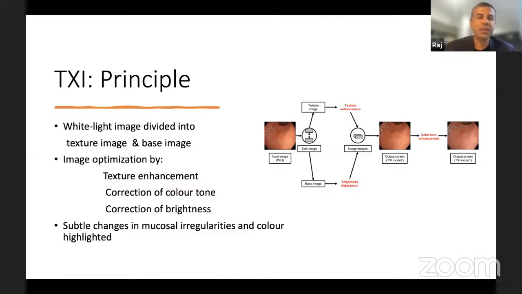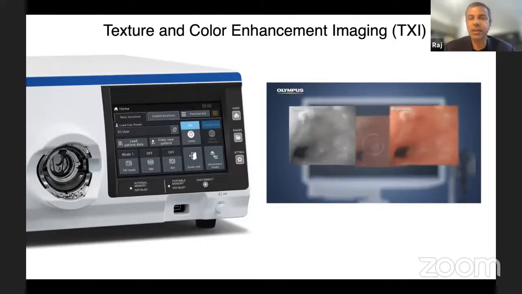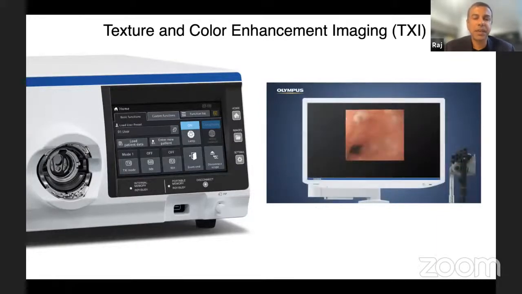Once it has split this into these two sub-components, it then starts stacking these images again, adds on a color enhancement, and gives it as an RGB type output. So in essence, it's splitting the image, giving it a little bit of additional features, and then rejoining it as an output. As a result, in the final picture you would get a much better color tone and much better texture definition. So that's what TXI does.